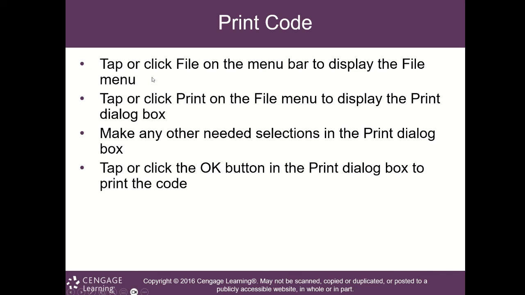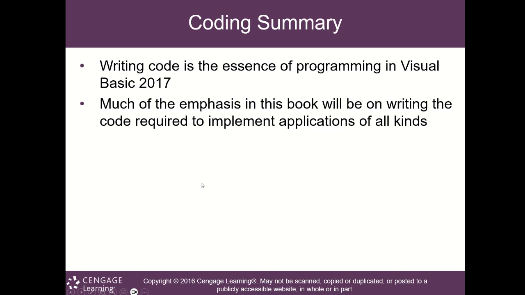So tap and click. How can you print a code? Tap or click File on the menu bar to display the File menu. You can click Print on the File menu to display the Print dialog box. Make any other needed selections in the Print dialog box. Then click the OK button in the Print dialog box to print the code. So writing code is the essence of programming in Visual Basic, and much of the emphasis in this course will be on writing the code required to implement applications of different kinds.